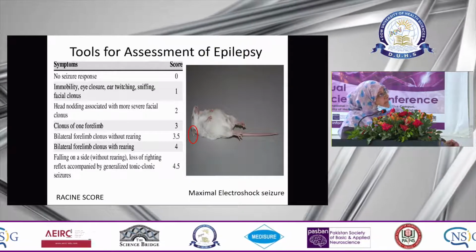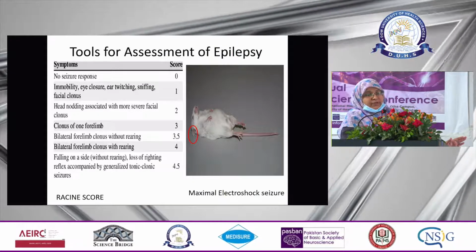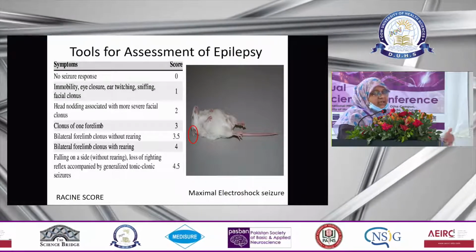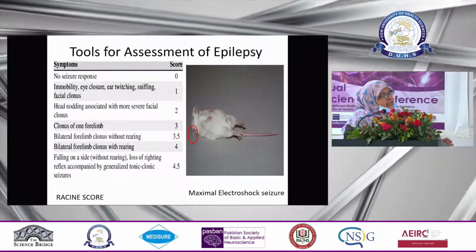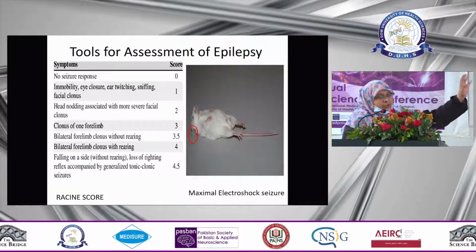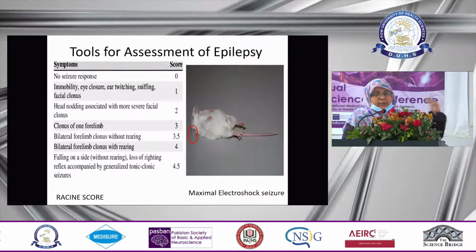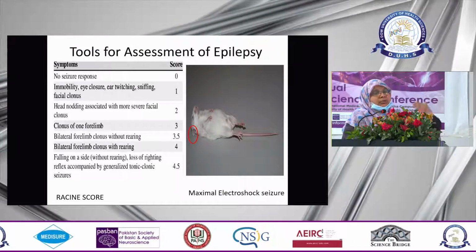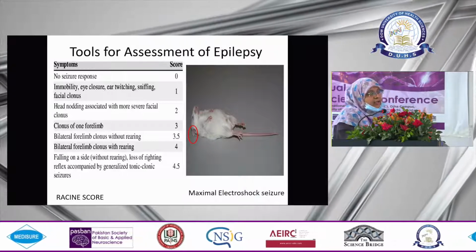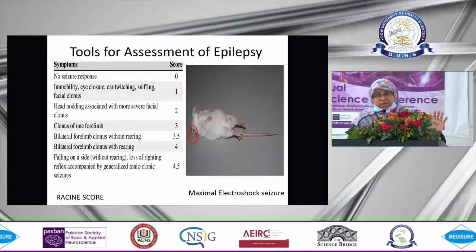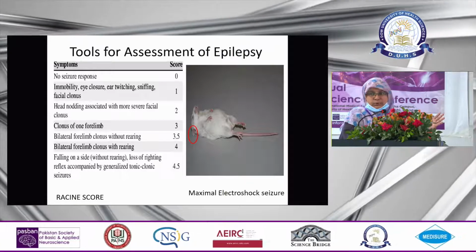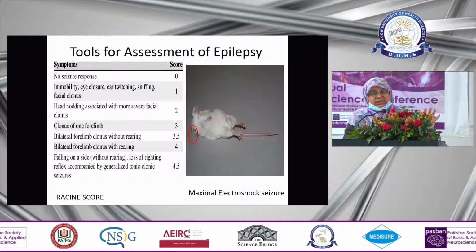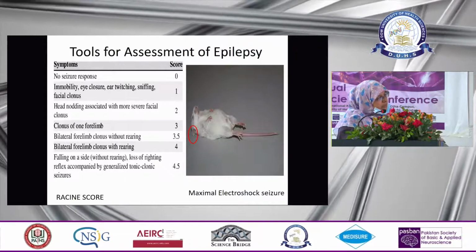The tool for assessment of epilepsy is the Racine scoring system. The scientist Racine introduced it in 1977, scoring from 0 up to 5. 0 is no effect, 1 is a single wave of myoclonic jerk, 2 is mild twitches, 3 is multiple myoclonic jerks, and 4 is leaning down towards one side, and up to 5, or 4.5, full tonic-clonic seizures would develop. Although this is an observational study.